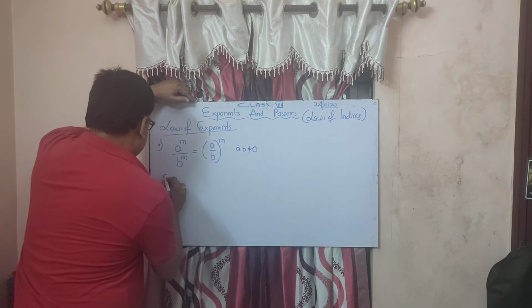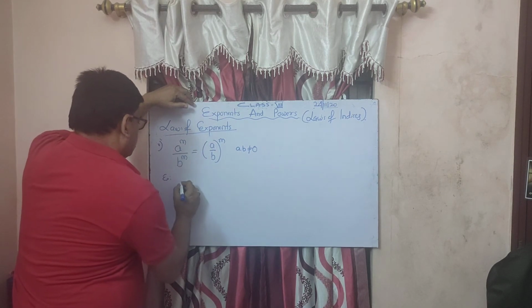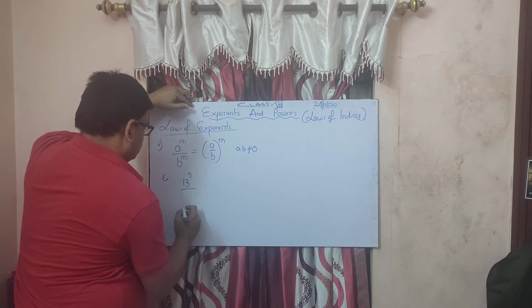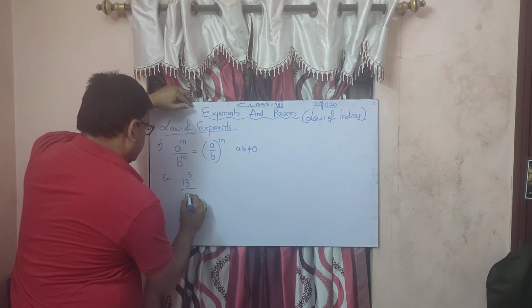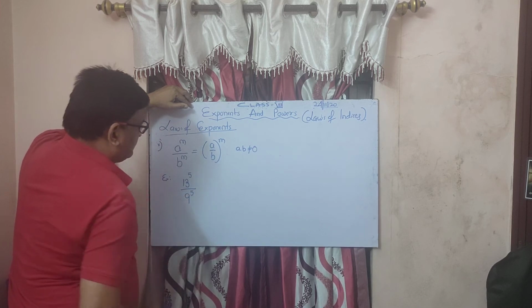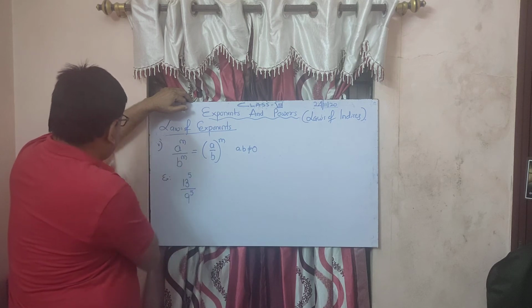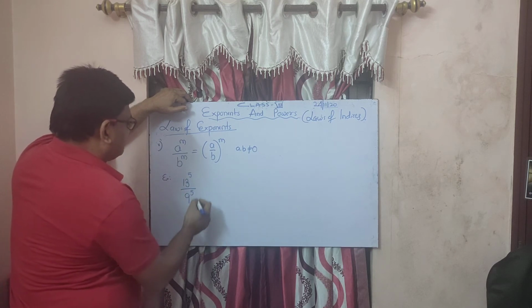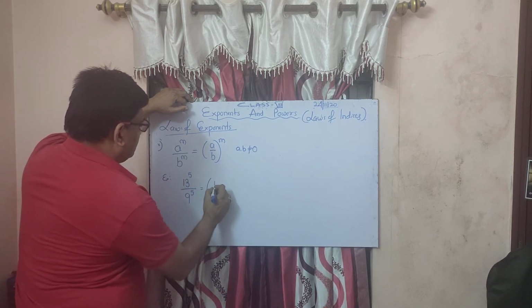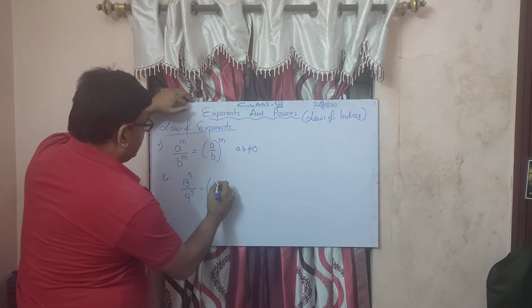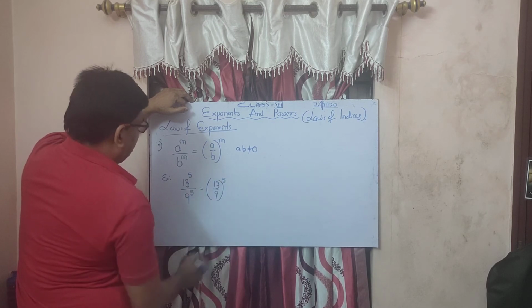Example: 13 raised to 5 and 9 raised to 5. You can see the bases are different, 13 and 9, and the powers are the same. In that case, what do you do? 13 by 9 to the power 5.